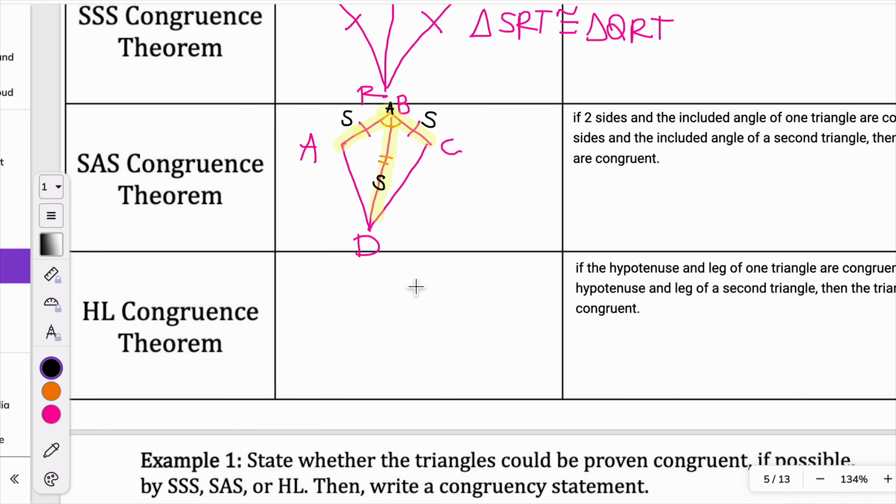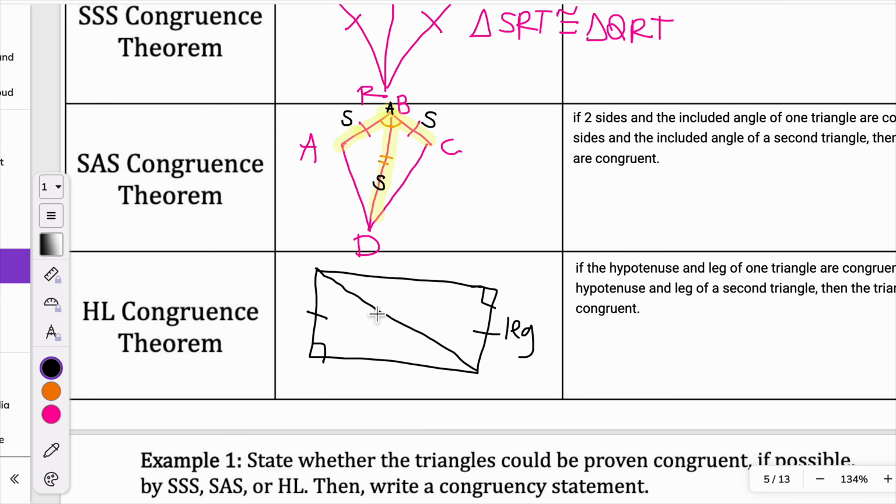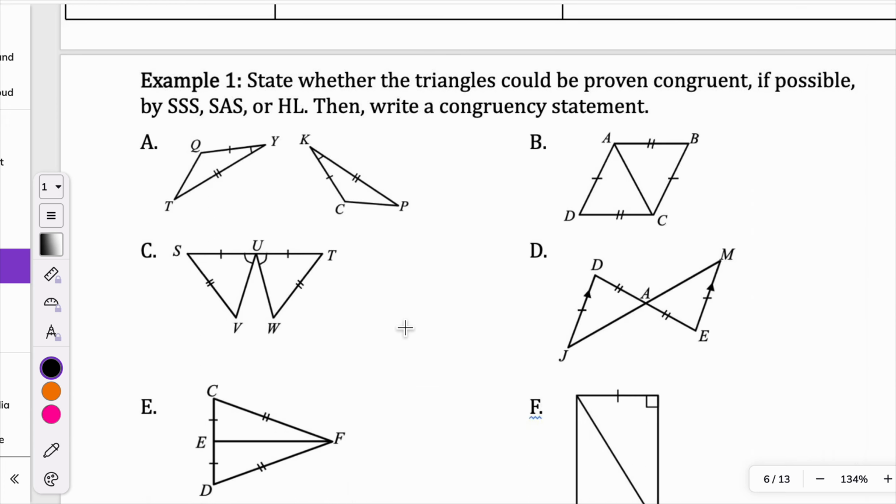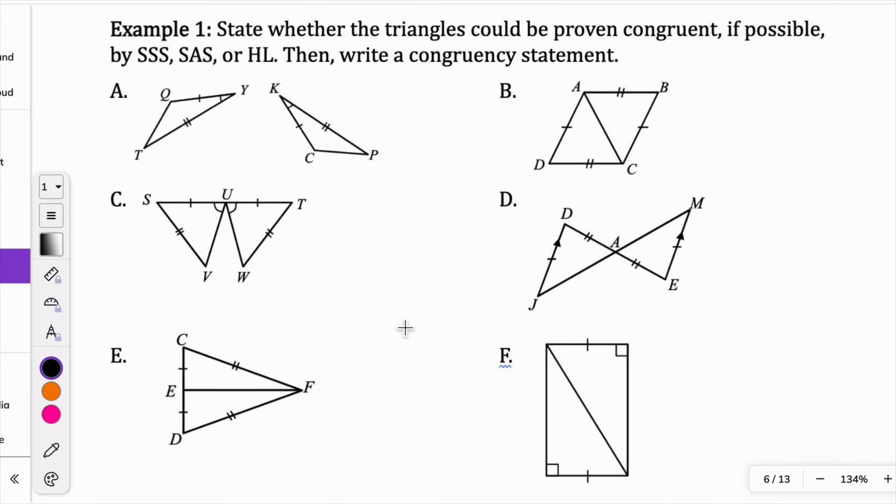And then the hypotenuse leg theorem just states if I have a hypotenuse and a leg matching, then they're going to be congruent. So maybe we say that these two lines are matching. This is a leg, this is a leg, and then the hypotenuse is here in the middle, and that obviously matches as well, okay? So what we're going to do here is try to state whether the triangles could be proven congruent using either side, side, side, side, angle, side, or the hypotenuse leg theorem, and then if so, we're going to write a congruency statement.